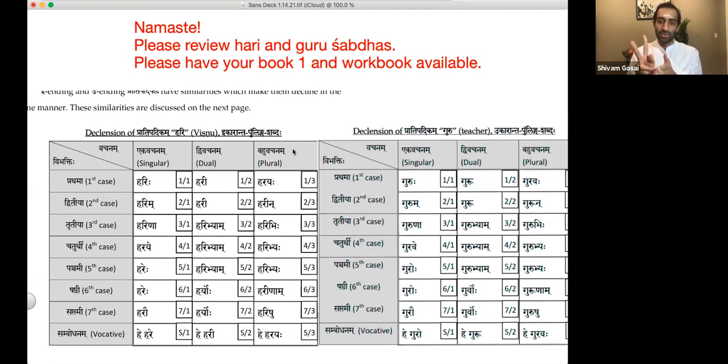In a noun, there's two things: pratipadikam plus supratyaya. So what we've been doing is going through all these different pratipadikas and adding the 21 different supratyayas to make all of these forms. Right now we can look at Hari Shabda and Guru Shabda. So let's practice these together. You can say them along with me. I'll try to go slowly.